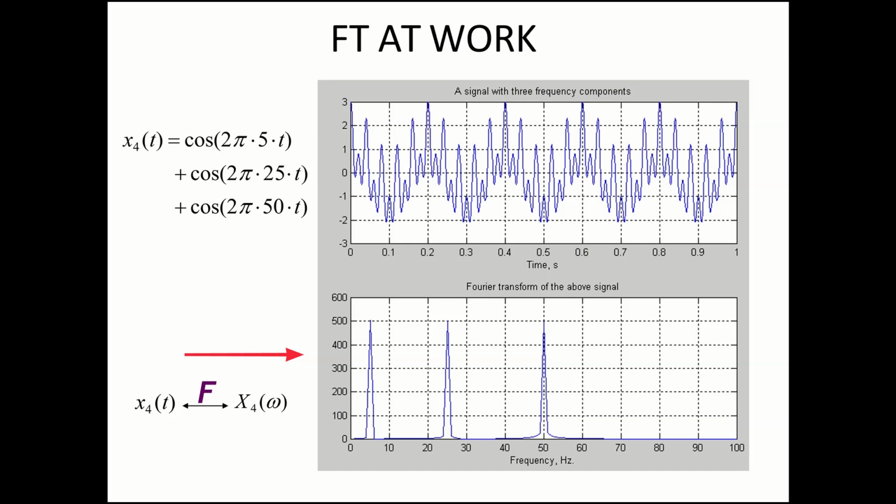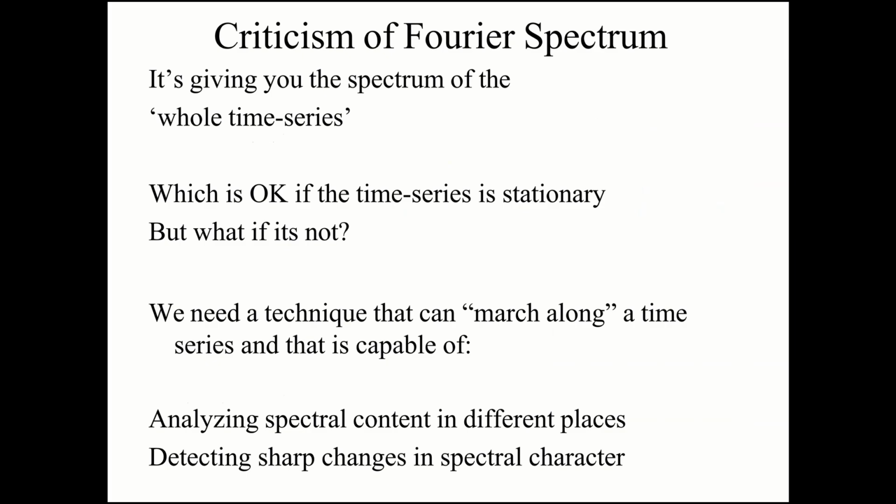But in all this, what we assume is that from 0 to 1 second, or for the whole time, the waveform is the same. It's not changing. The behavior is not changing. But what if it's changing? What do we call it if the waveform changes with time? The case above is stationary. So what if it is not stationary? We need a technique that can march along the time and give me at each instant what the frequency is.